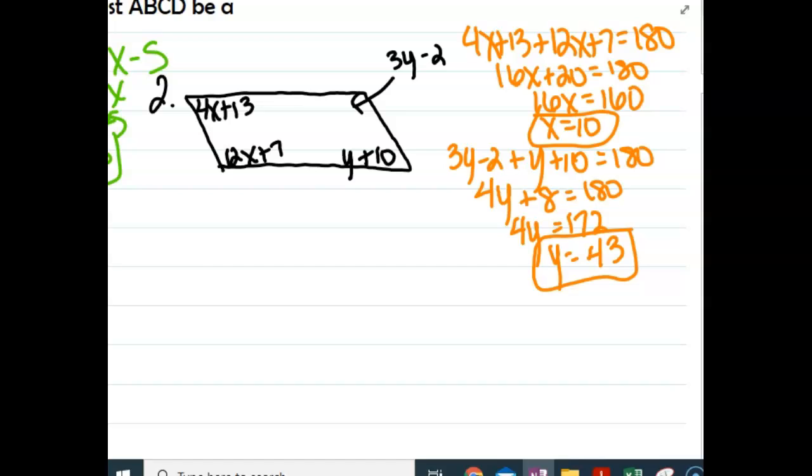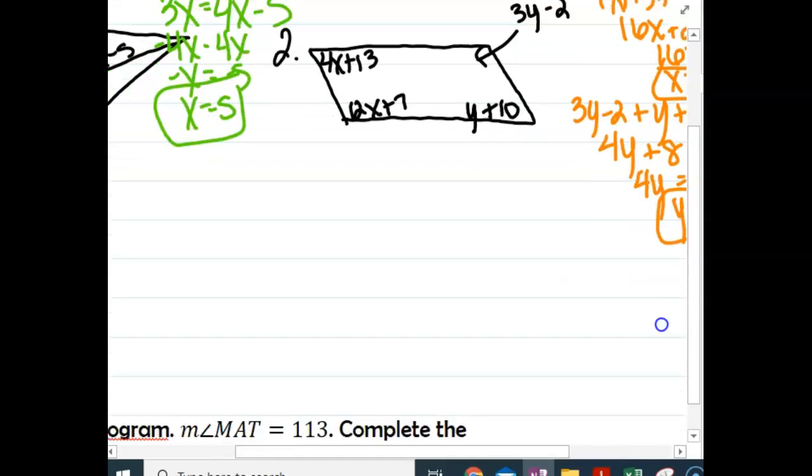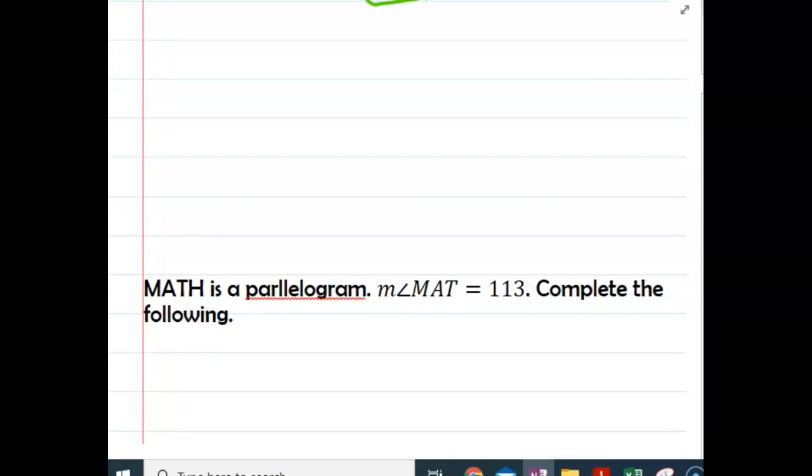Okay, questions on that one? Okay, let's do number 3. So another parallelogram.